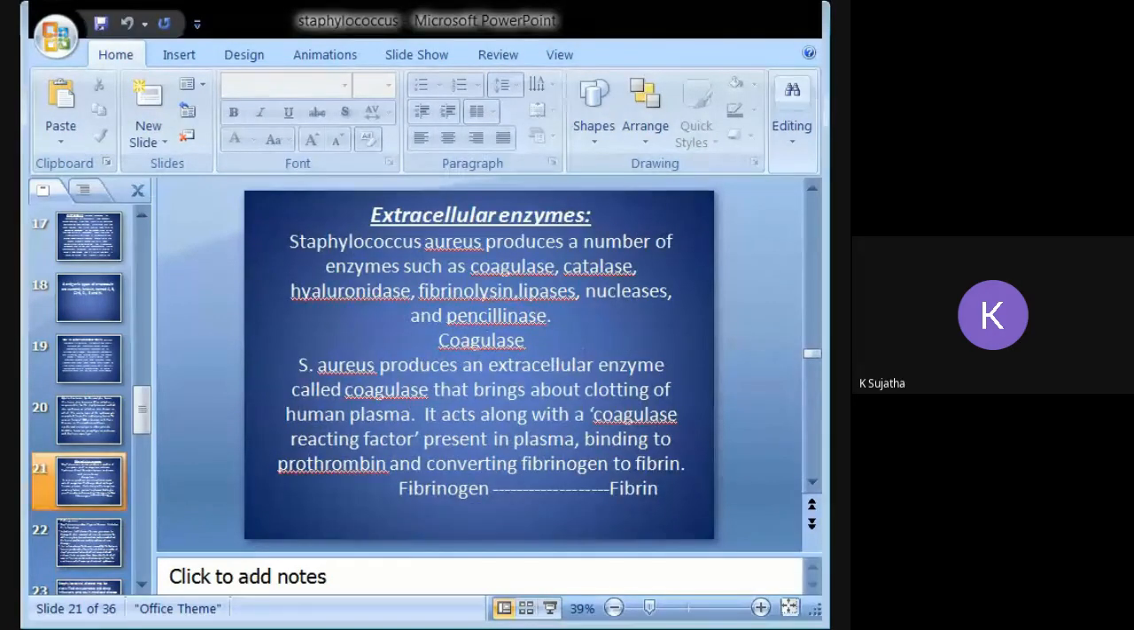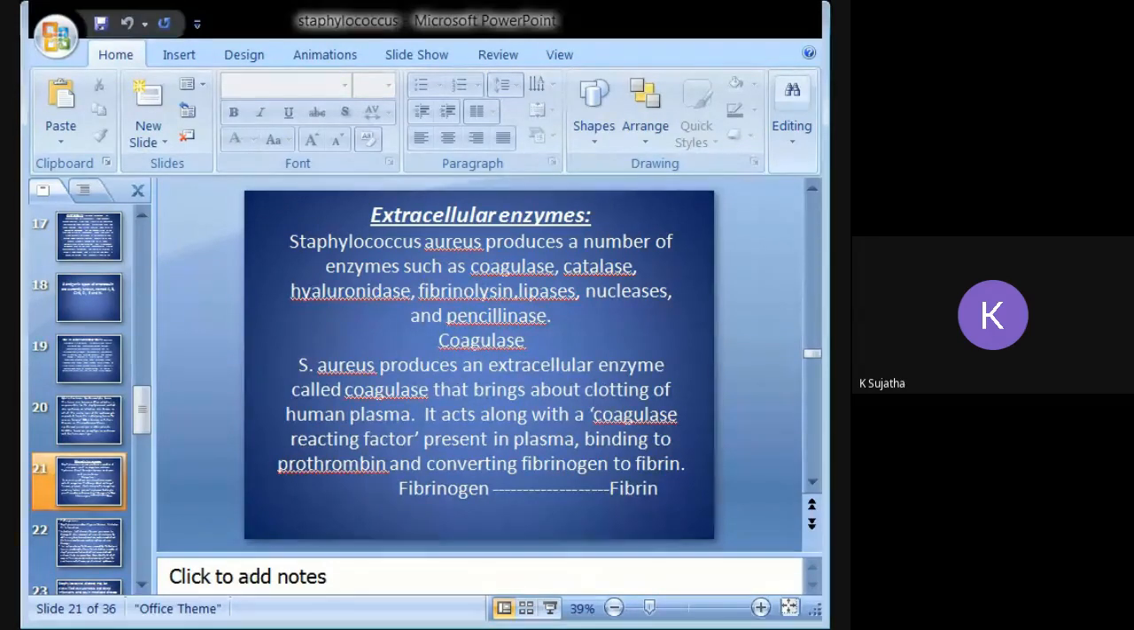How to detect the coagulase enzyme? There are two types of test: slide coagulase test and tube coagulase test. How many types of coagulase detection test? Slide coagulase test, next tube coagulase test. First one, slide coagulase test. Listen carefully and write notes also.